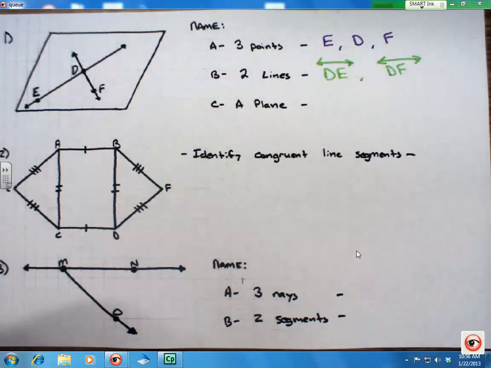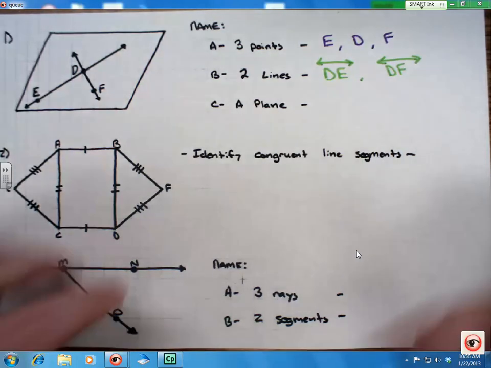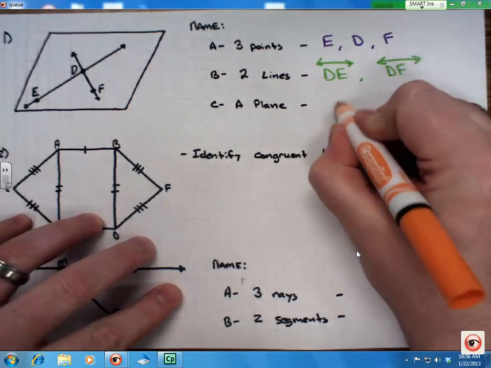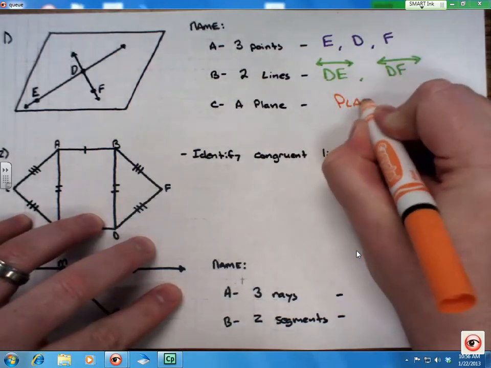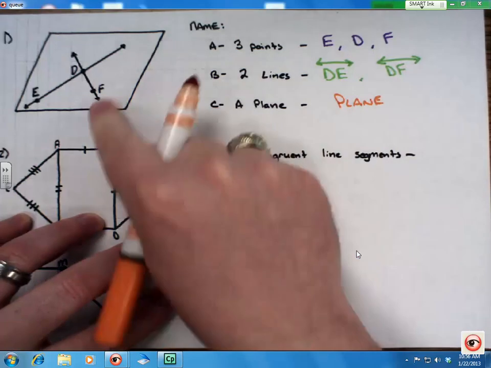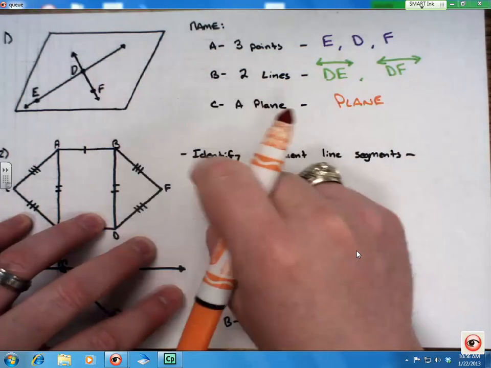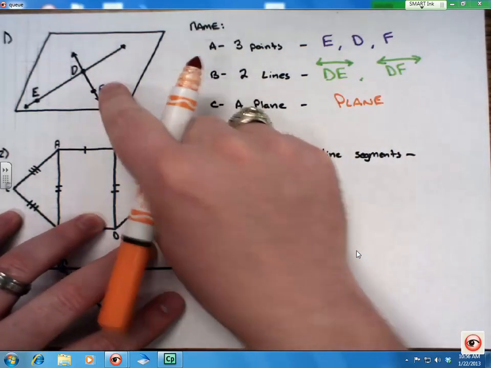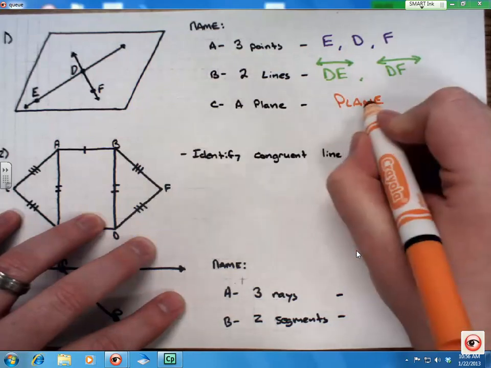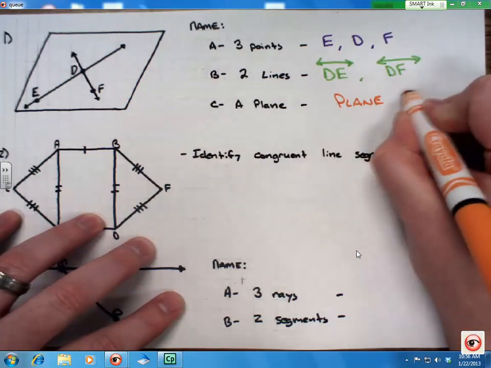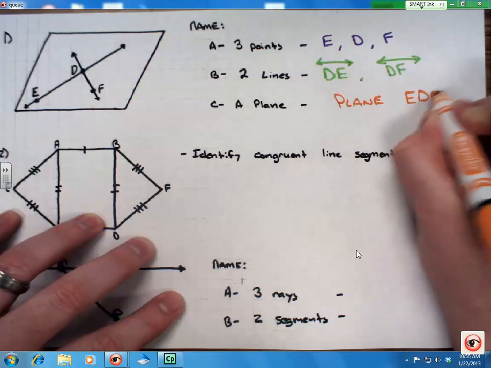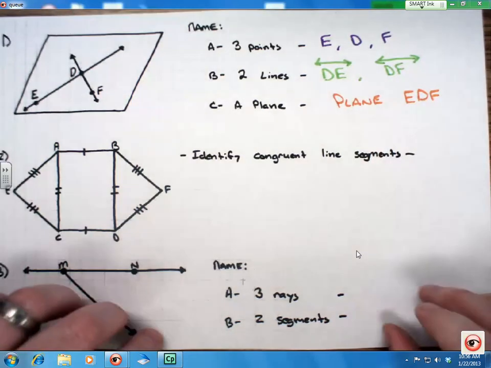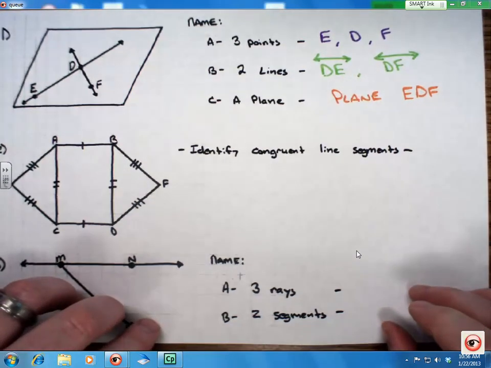Okay, and the last one we have here is a plane. Now, in order for us to label a plane, you actually need to write the word plane, followed by any 3 points that are located on the plane, which in this case we only actually have 3 points. So we could call this plane EDF, and that would be an acceptable answer.